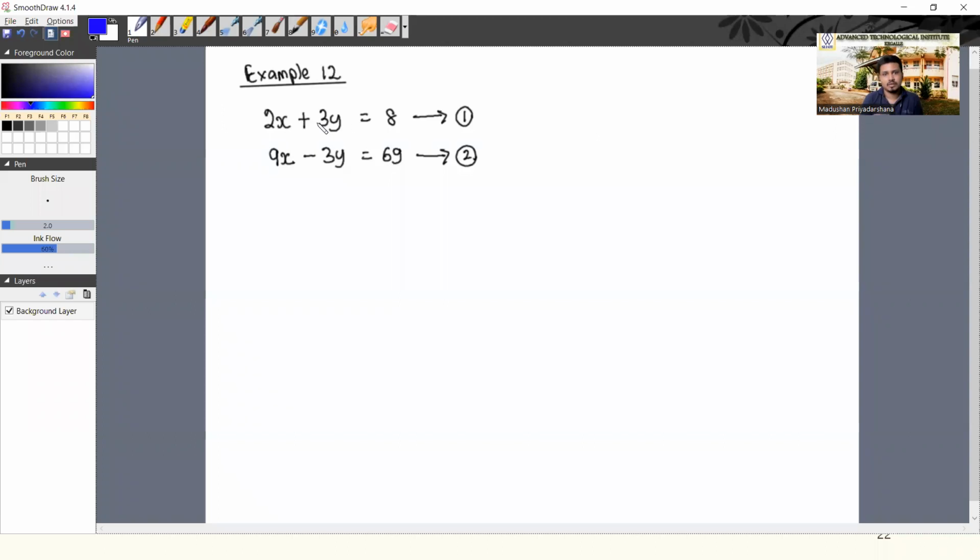Right? Ignoring the negative and plus sign, ignoring the sign, the value we call the absolute value.